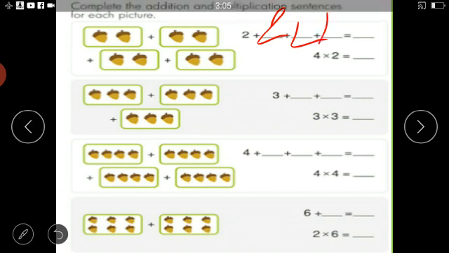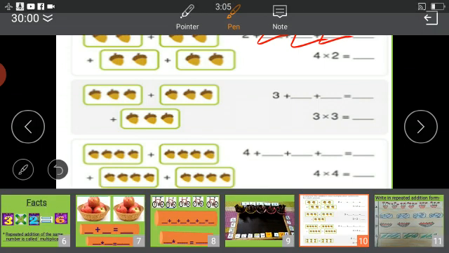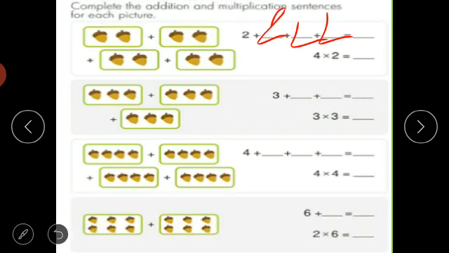Then 2. So 2, 2... 1, 2, 3, 4, 5, 6, 7, 8. 8. So 4 into 2 means 4 times 2 is equal to 8. Okay, children. So now in the next question, 1, 2, 3.